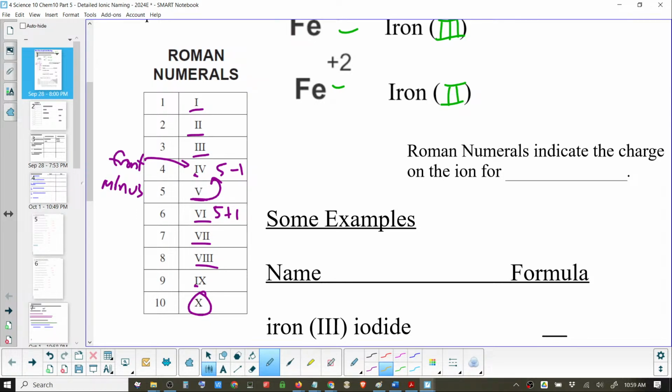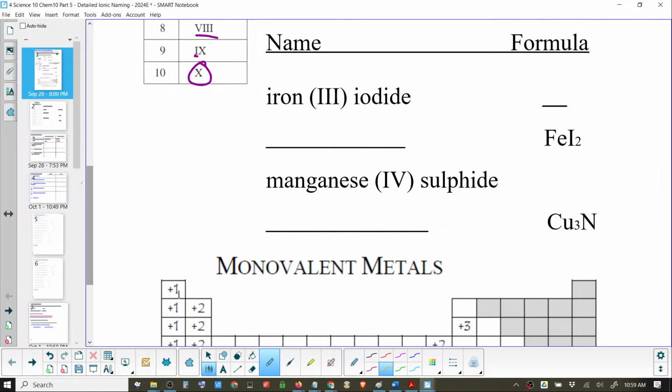I've said this story. Roman numerals indicate the charge on the iron for which one? The metal or the non-metal? Metal. Only metals. We always know the charge on the non-metals because you can look them up. They're on either your periodic table where you can go minus 3, minus 2, minus 1, or they're going to be polyatomics in which you're going to be given all of them, although I might make you memorize them.